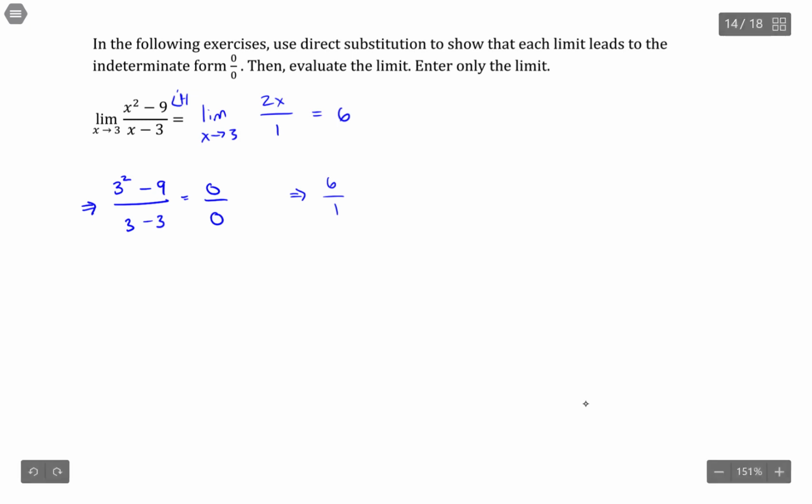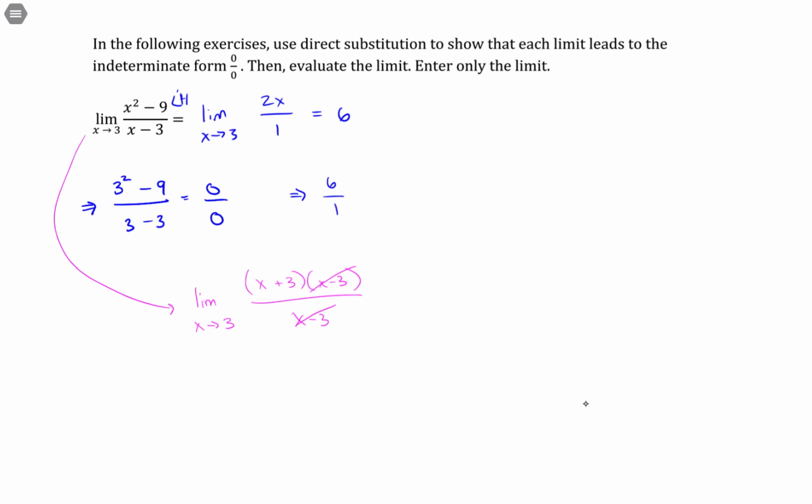We absolutely could have done some algebra, so an alternative is that I could have done limit as x goes to 3. The numerator would factor into x plus 3 times x minus 3, which shares a common factor with the denominator that we can cancel out. And then at that point, if I plug in 3, then I have 3 plus 3, which is 6.